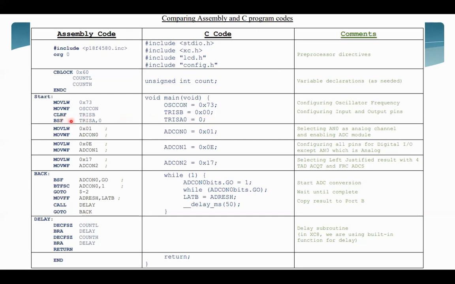And here BSF TRISA, 0, bit number 0 of TRISA is 1. So in C, we can write TRISA0. So this indicates that it is bit number 0 of the TRISA register equal 0. Or this must be actually equal 1, not equal 0. This is a mistake here. It should be, because we are using the BSF instruction. So this must be TRISA0 = 1.